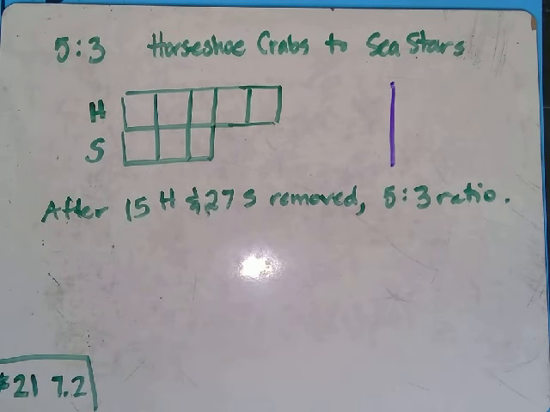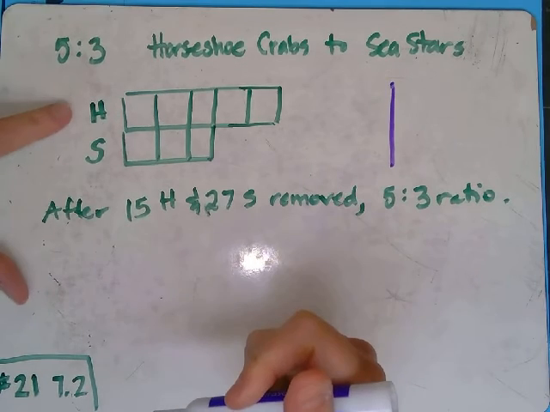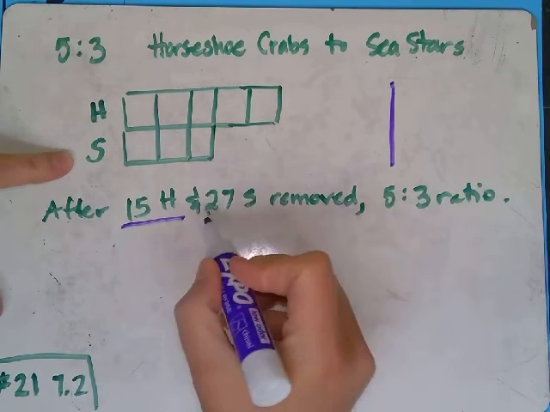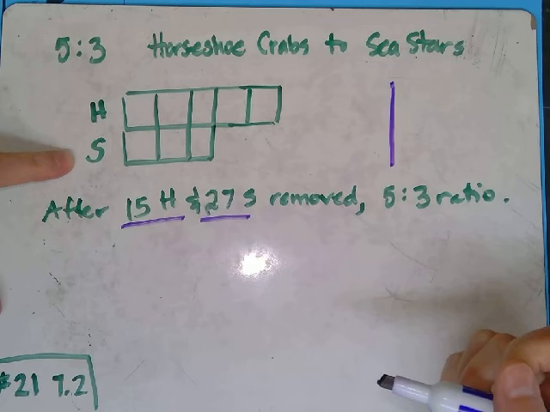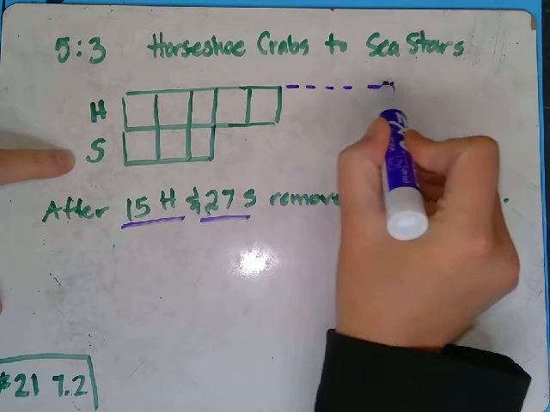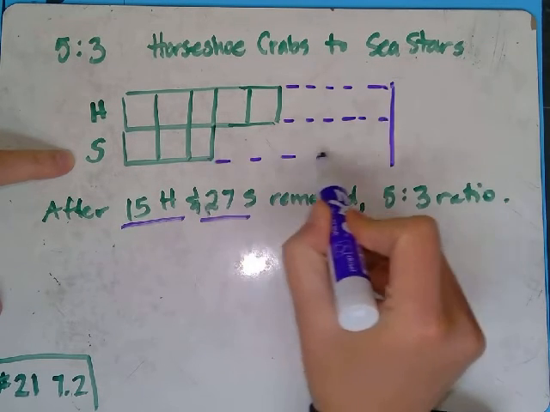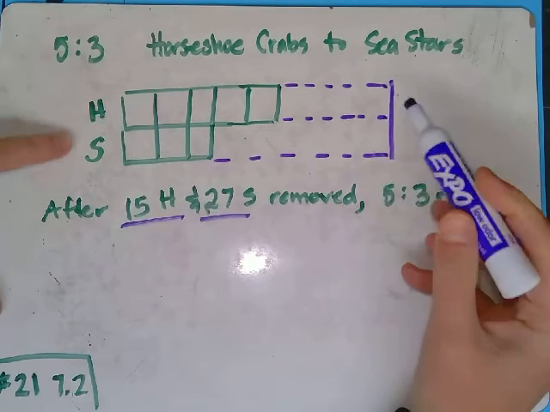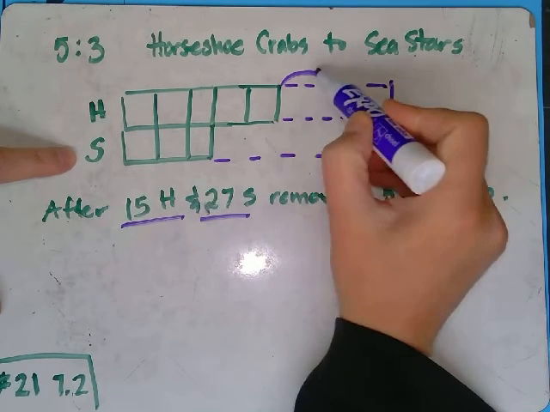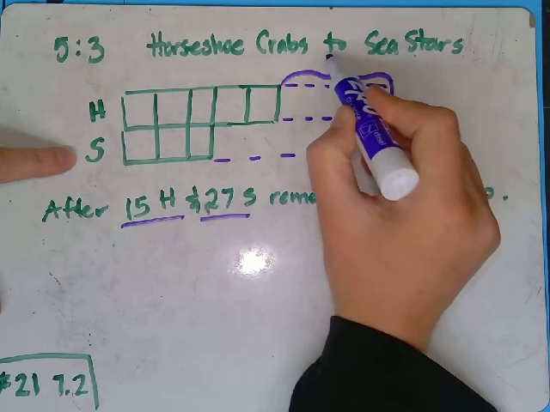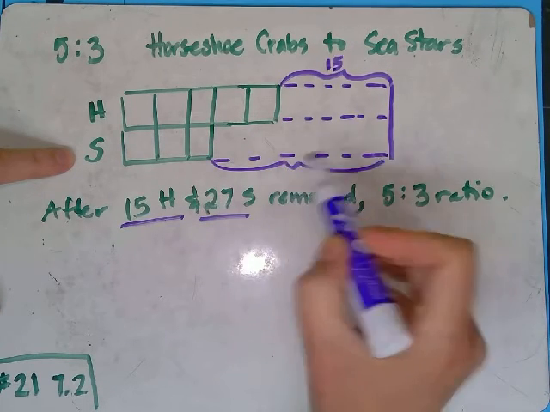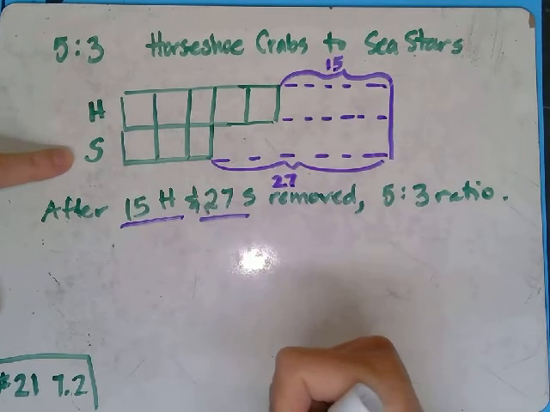It's a little tricky because when we set up the ratio 5 to 3, this is after the 15 horseshoe crabs and the 27 sea stars were removed. Remember, they used to be an equal number. So this strip diagram used to look like that, right? Because it was the same number of horseshoe crabs and sea stars. This represents the 15 horseshoe crabs that were removed, and this section represents the 27 sea stars that were removed.